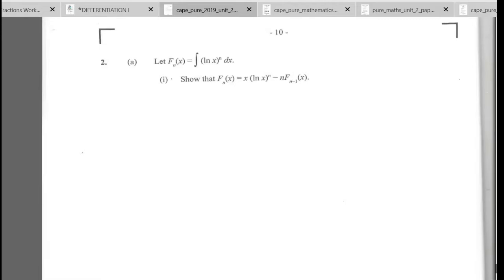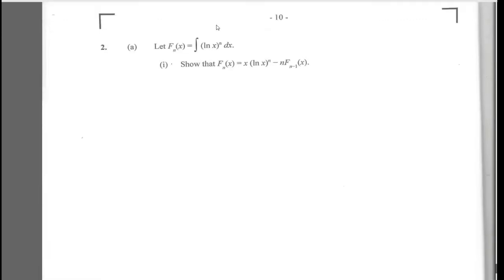Right, so now we're looking at an integration question from a past paper. This is 2019. We're going to use the principles that we've learned from integration by recognition, integration by substitution, integration by partial fractions, and integration by parts. So this question is an integration by parts question.